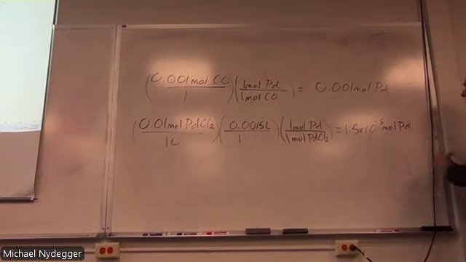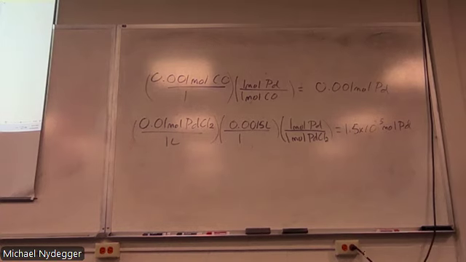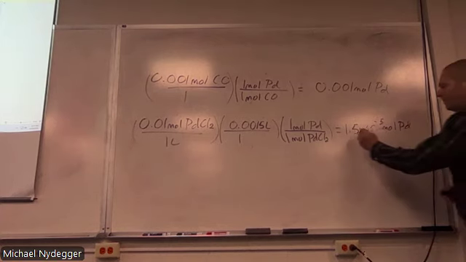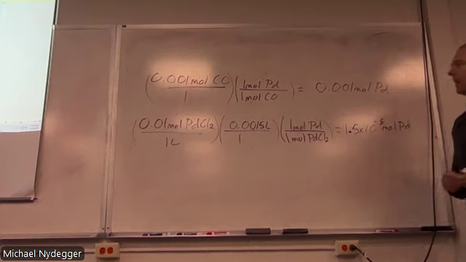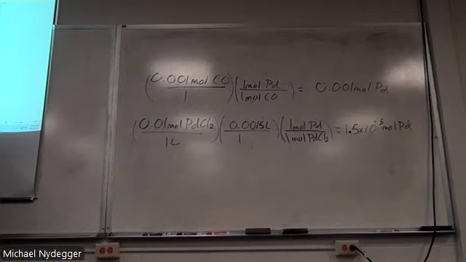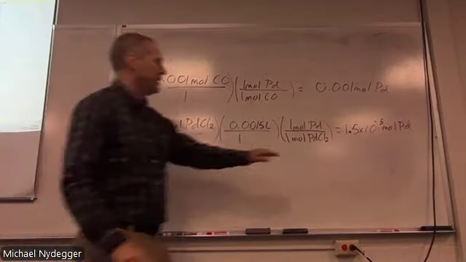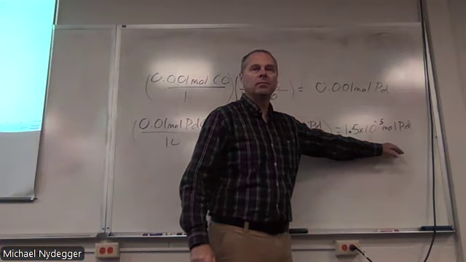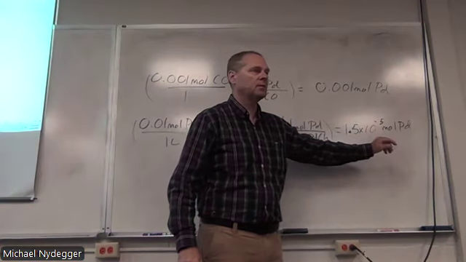moles of palladium. So which one is going to create the least amount of palladium? Yeah, the palladium chloride. So what's going to be our limiting reagent? The palladium chloride, because it produces the least amount of palladium. That makes sense? Mhm.